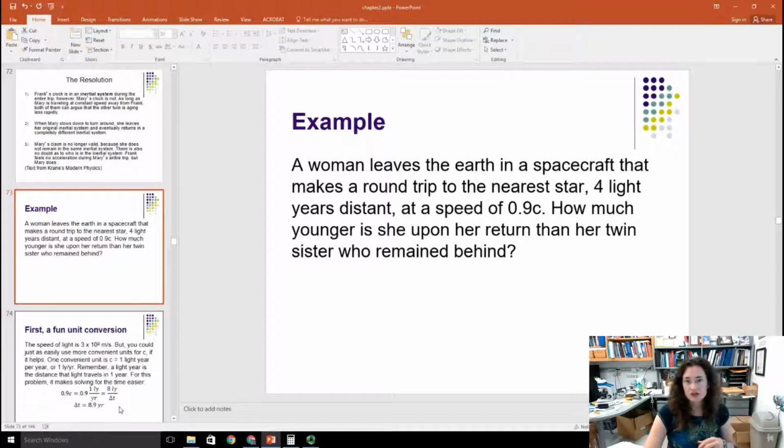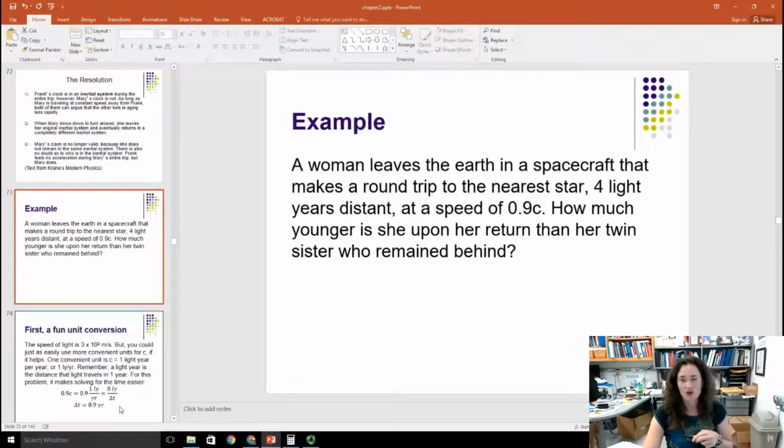Well, the way that we're going to solve this is we're going to solve for the time that it takes the twin traveling to the distant star and back, and then we're going to use the time dilation equations to solve for the other measured time. Okay? Then we're going to get the difference between those two times. So first we have to get a time.